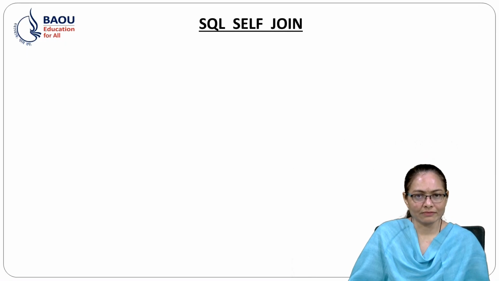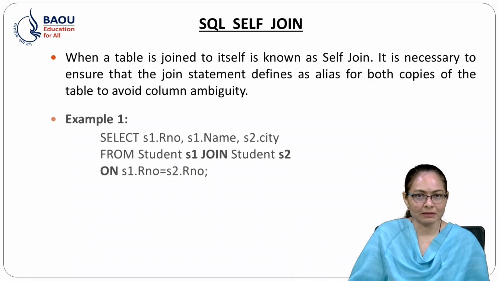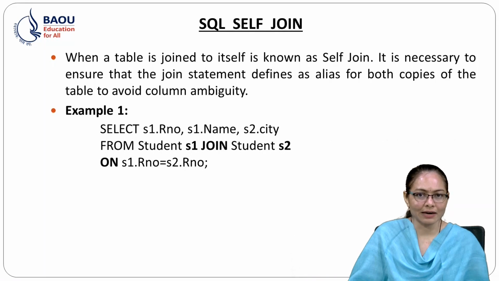Now SQL self join. When a table is joined to itself, it is known as a self join. It is necessary to ensure that the join statement defines aliases for both copies of the table to avoid column ambiguities. Here in the example, S1 and S2 are the aliases of the student table.